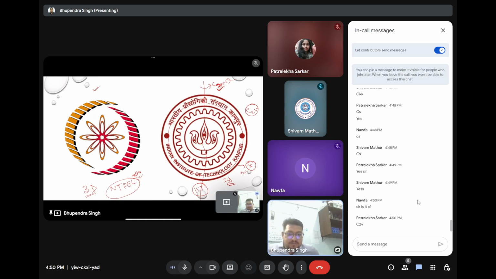Okay, now for saying C1, C2V. Okay. See, I told you consider this logo as 3D. C2, C2. C2 I can see. Shivam is also saying C2.